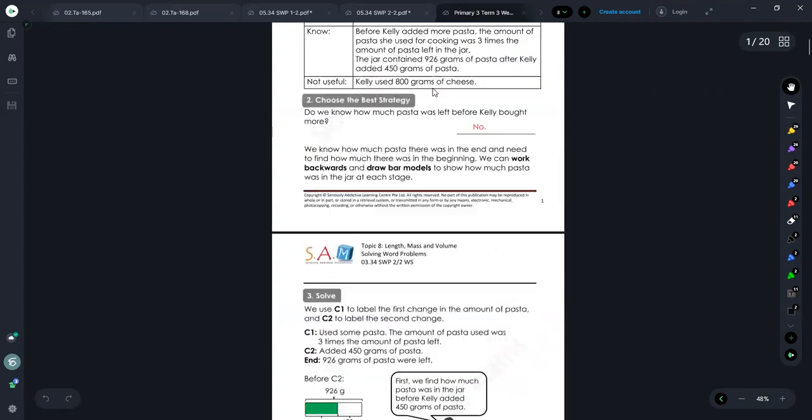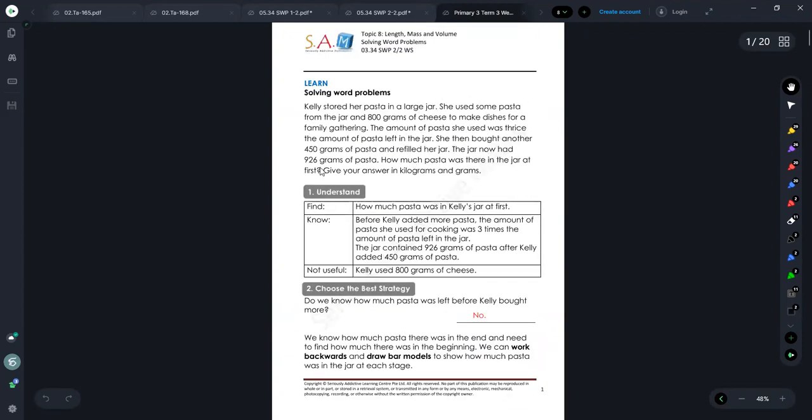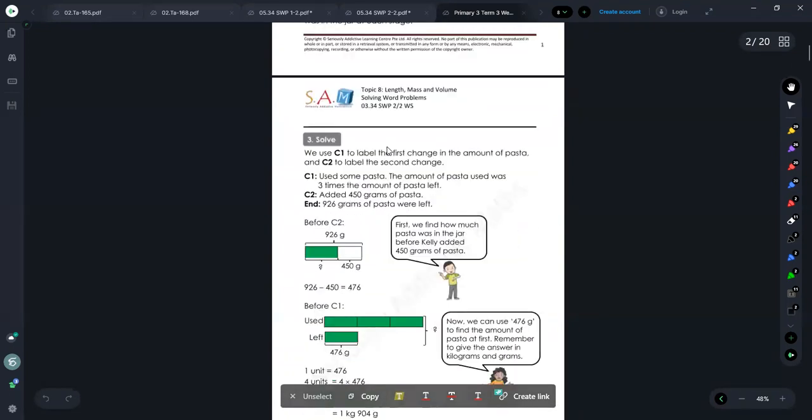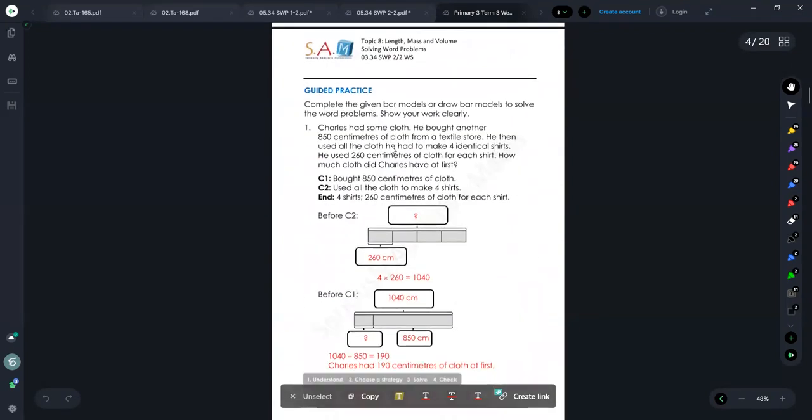All right. So the question, if you notice, based on this example question here: how much pasta was there in the jar at first? One of the things that we ask students to do is identify the question. When they see the words "at first", it means they need to work backwards. Now, I will just skip this explanation bit and go straight into guided practice.